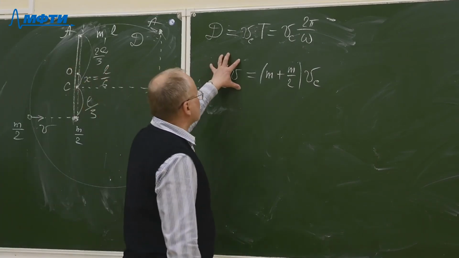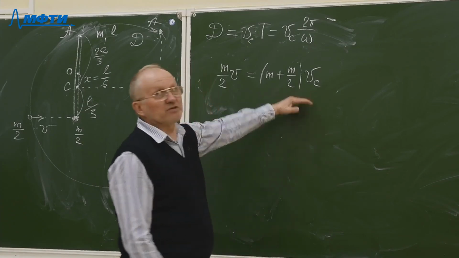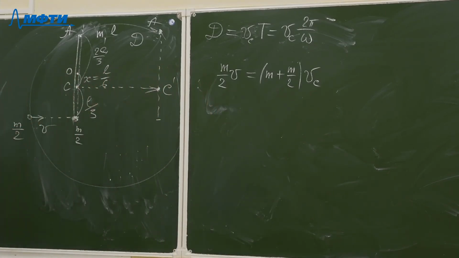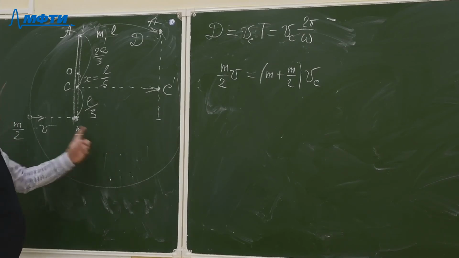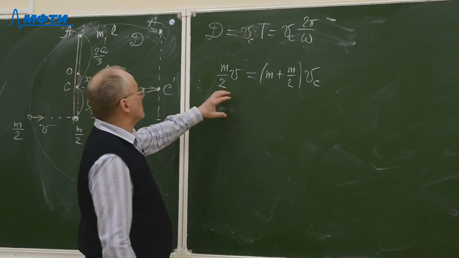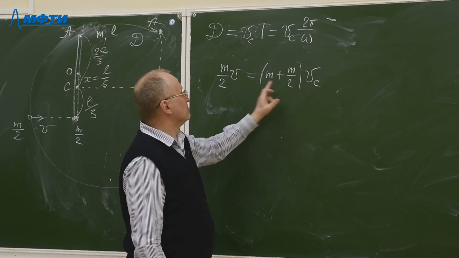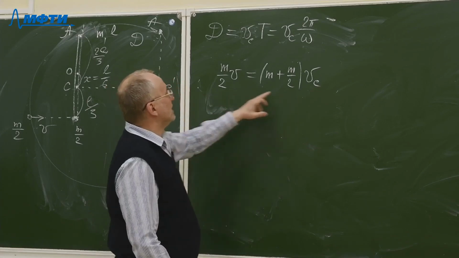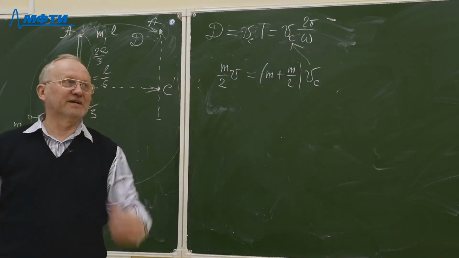Law of conservation of momentum: the initial momentum of the system should equal the final momentum. Why? Because there are no external forces acting on the system, only internal forces of interaction. Under these conditions, the linear momentum is conserved. For a complicated system, we must take the total mass and the center of mass velocity. So from here, we easily find the center of mass velocity and substitute it here. I will not waste my time.